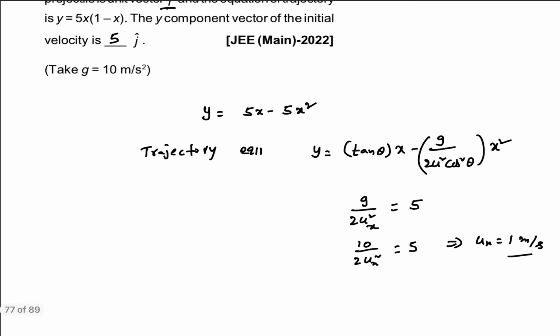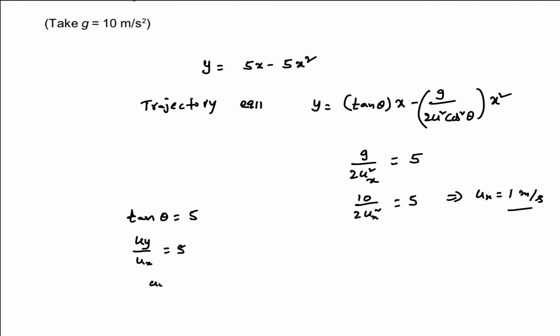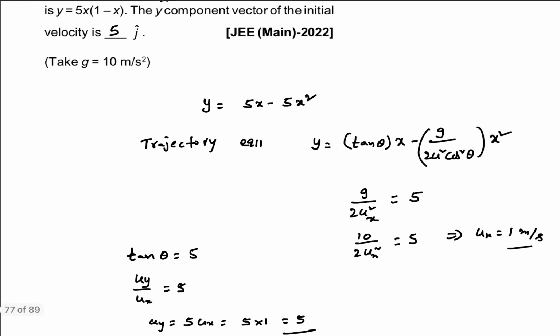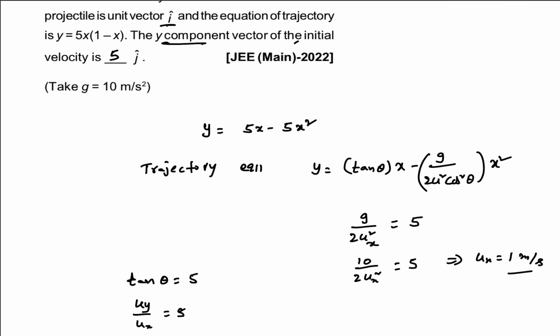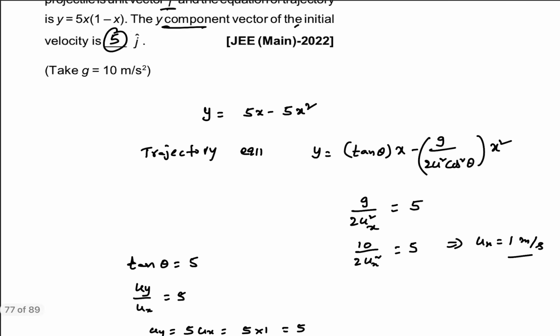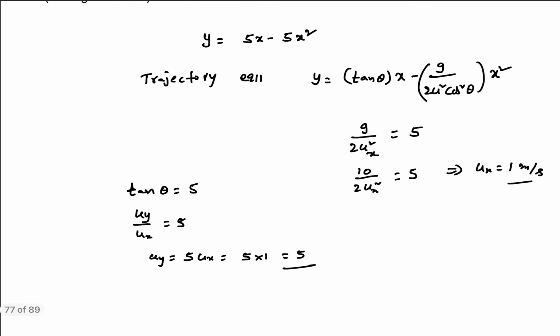If ux is equal to 1 meter per second, you can get the tan theta value. Tan theta value you got is 5. Tan theta is nothing but uy divided by the ux, equal to 5. So you can get uy is equal to 5 into ux. So 5 into ux value 1, so uy value is equal to 5. They are asking the y component of initial velocity, 5j cap. That's all. This is the answer.